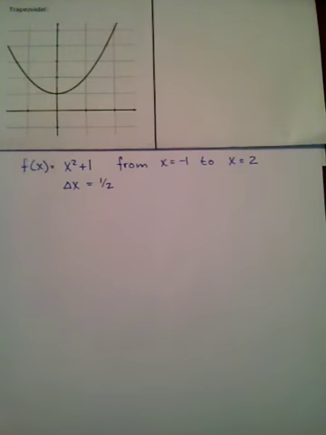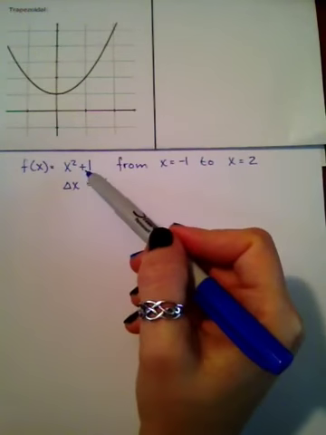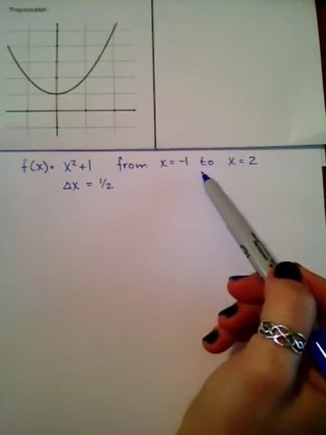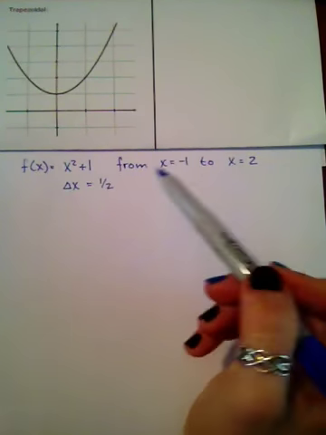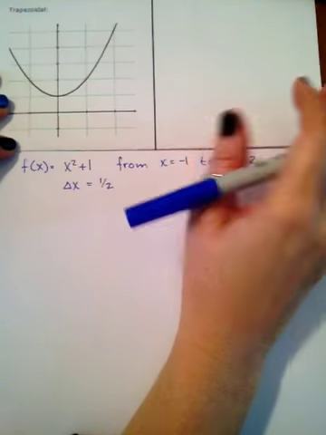For this video, we're going to be finding the trapezoidal sum of f of x equals x squared plus 1 from x equals -1 to x equals 2 with a delta x of 1/2. So the trapezoidal sum actually estimates the area under the curve using trapezoids instead of rectangles.